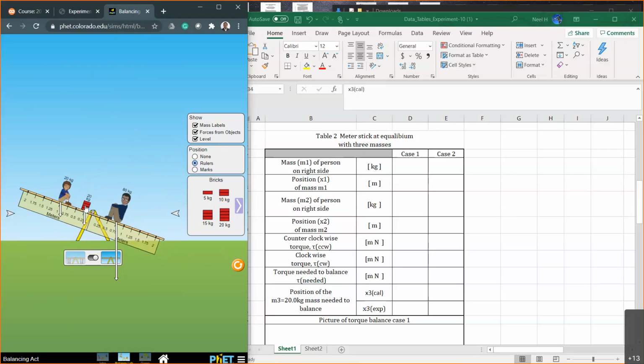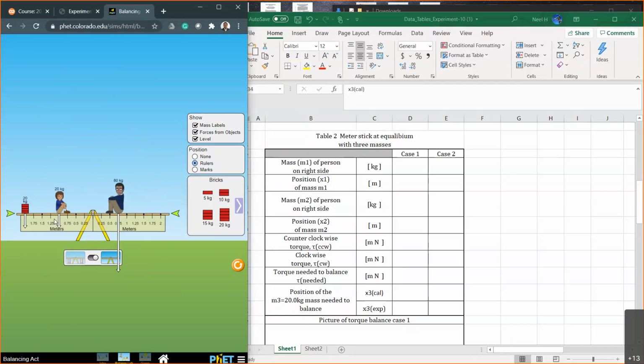Not possible. Place it here. Not possible. Let's place it here. Not possible. Let's place it at 1.25. Not possible. 1.5. 1.75. And then 2. If you bring it to the 2 meter location, you can see now there is enough torque on the left hand side, which will level the object again.